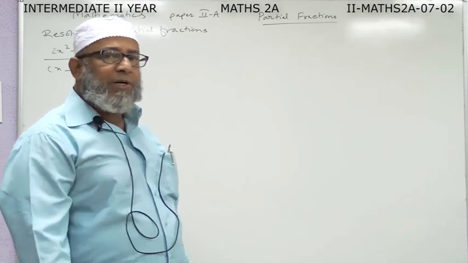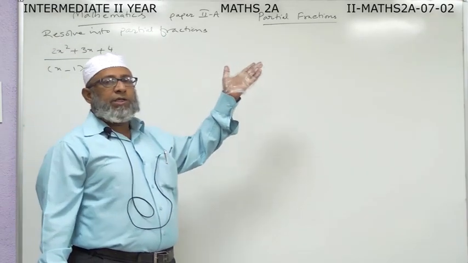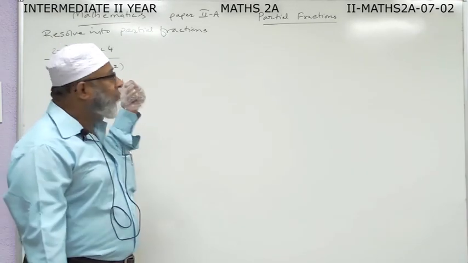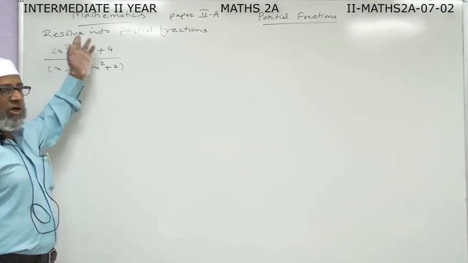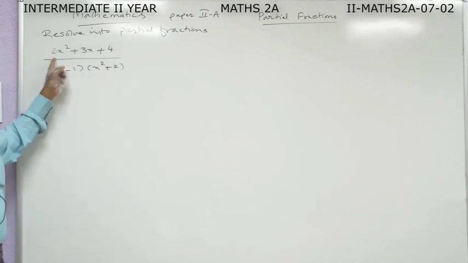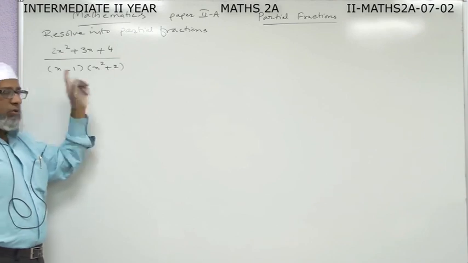As we completed yesterday the first exercise of partial fractions, case 1 and case 2 are completed. Today I will take case 3. Now the first question is: resolve into partial fractions (2x² + 3x + 4) divided by (x − 1)(x² + 2).